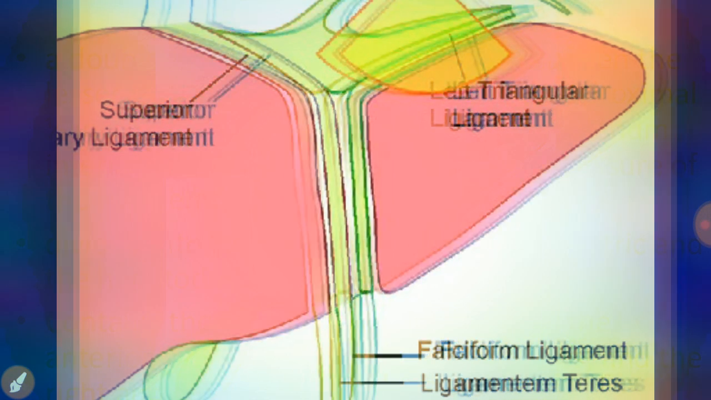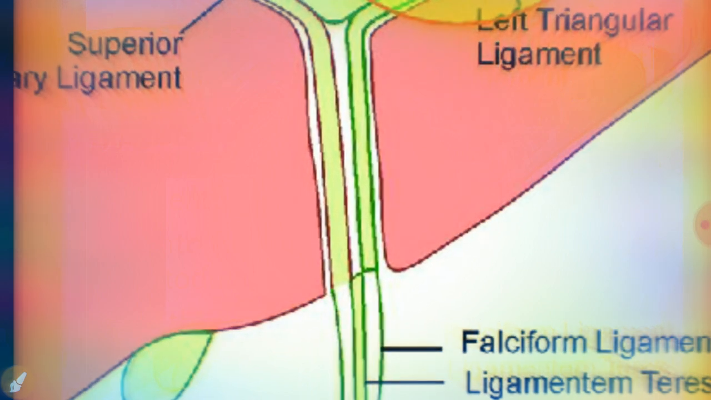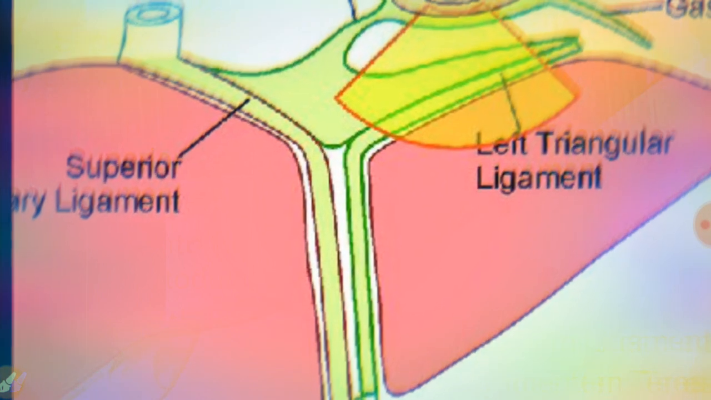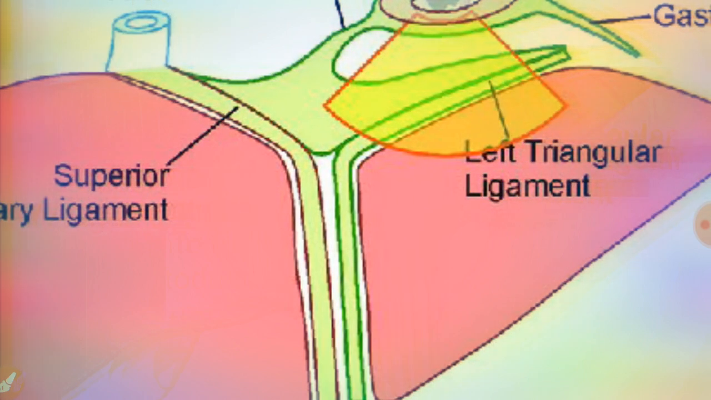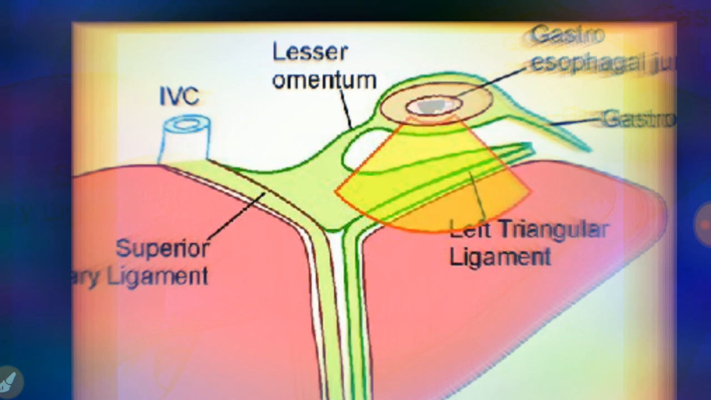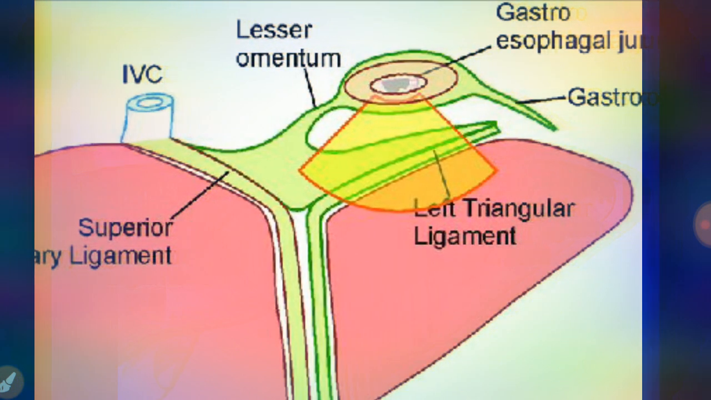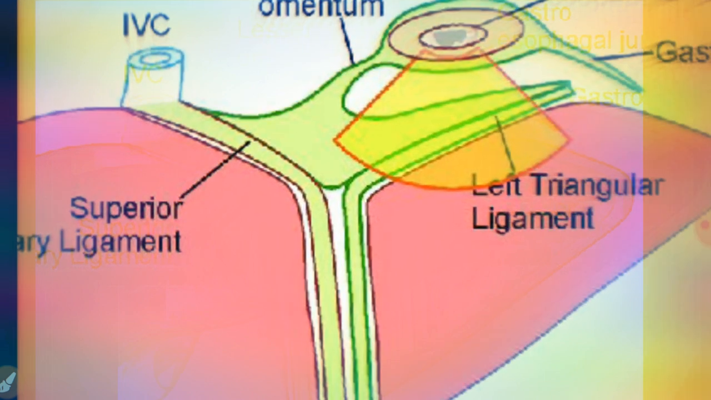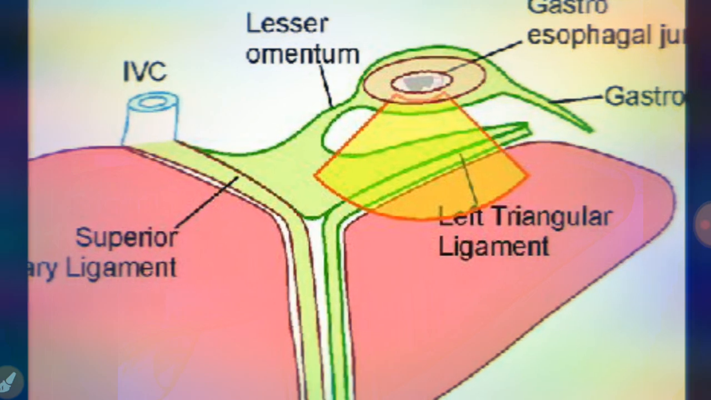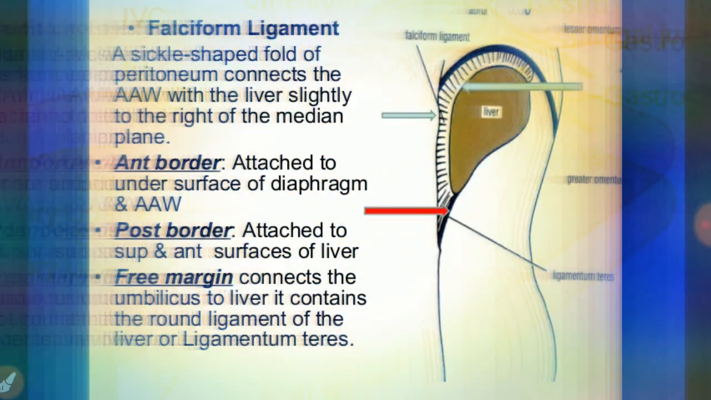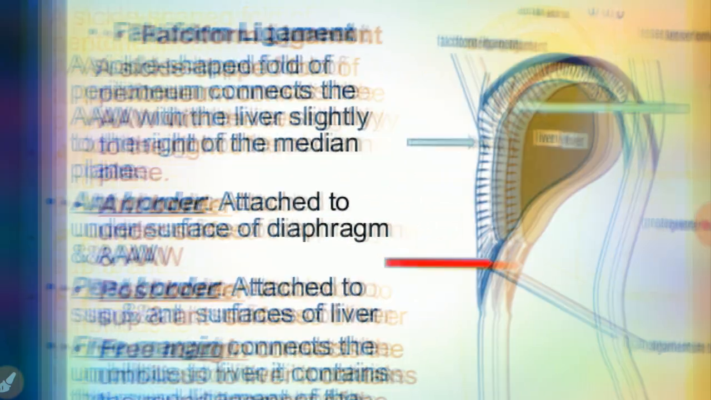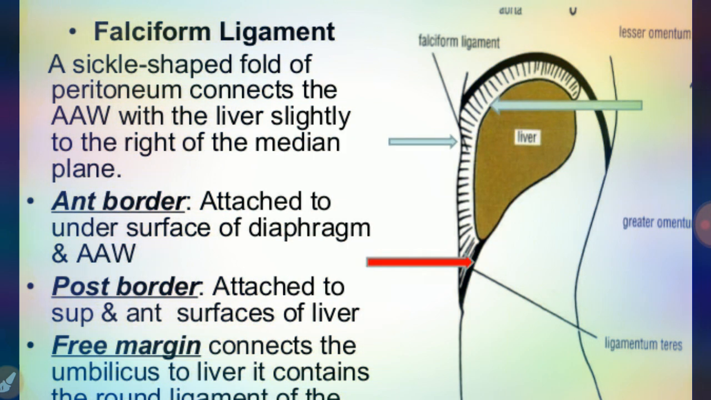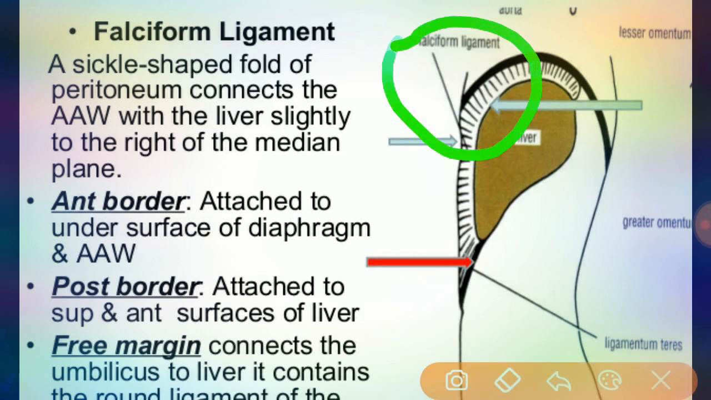Okay, see here the falciform ligament, ligamentum teres, left triangular ligament. So this is the superior ligament, and the lesser omentum, gastroesophageal, jejunum, duodenum. Then the third major peritoneal fold is the falciform ligament. So this is the falciform ligament.